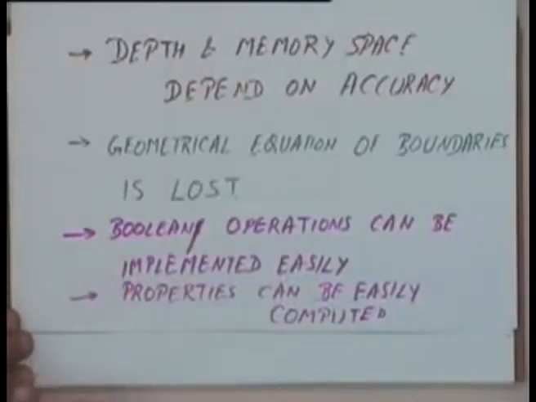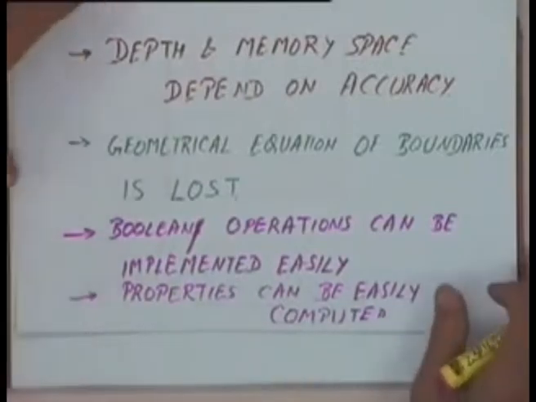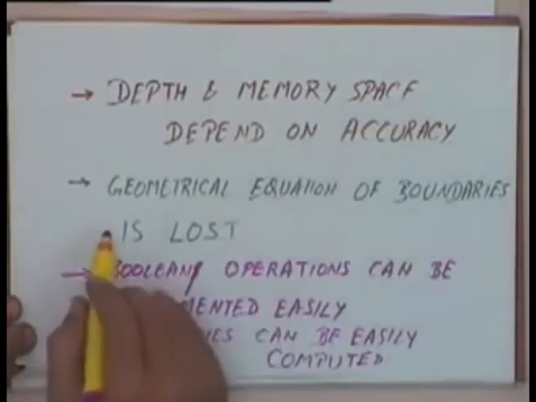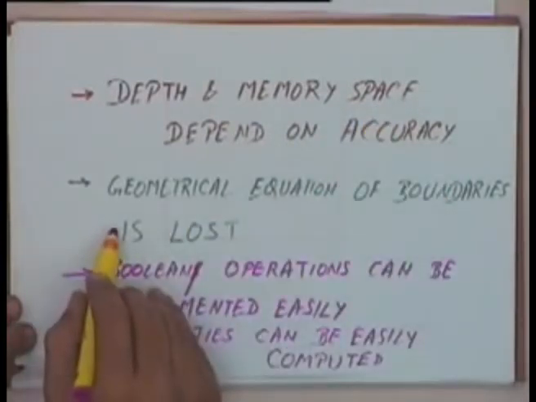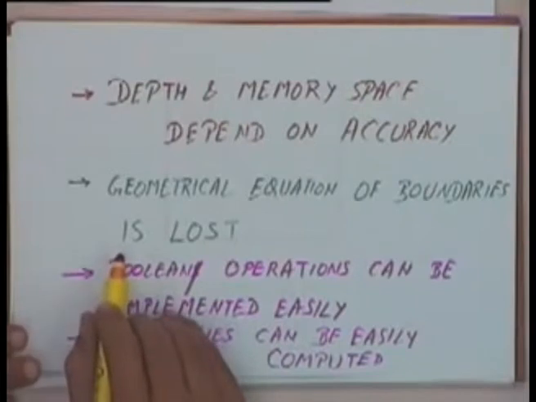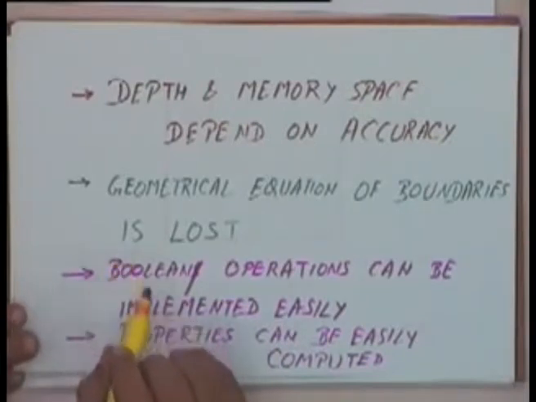Okay, so these are some of the advantages and disadvantages of this method. The biggest disadvantage is that if the accuracy is large, we need a lot of space, and that the geometrical definition of the boundaries is lost. Okay, this is the biggest disadvantage of this method. Any questions regarding this?